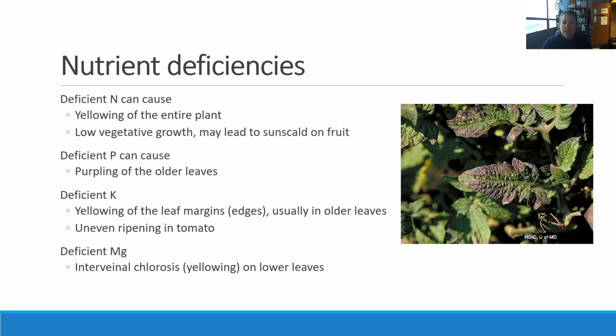Deficient phosphorus can cause purpling of the older leaves. So we're seeing a lot of purpling right now because the soil is still cold. And so I wouldn't be as concerned about it right now just because the roots may be colder. If you're seeing this in your fields already, we see it too. What it is, the soil is cold, the roots are cold, and they just can't take up those nutrients right now.